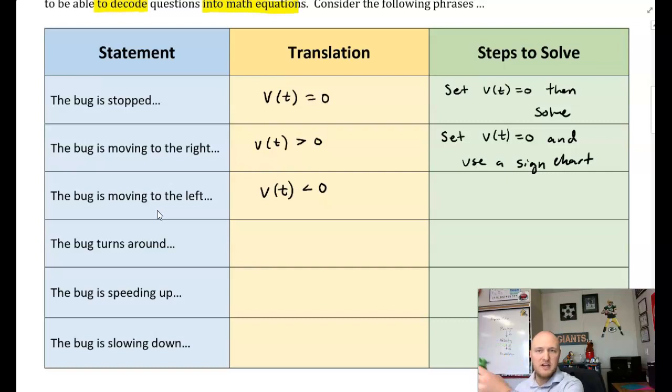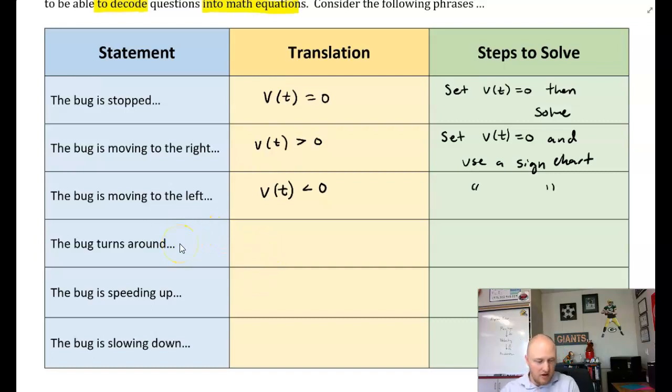Whenever you move in the negative direction, your velocity is going to be negative. So velocity is negative. How do we figure this out? Well, it's exactly the same as the one above. I'm just going to put parentheses here. You set v of t equal to 0, and again, you use a sign chart.